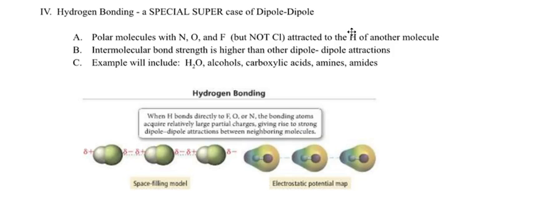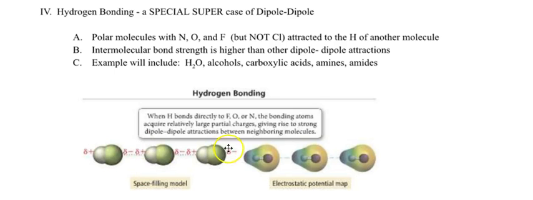Not chlorine. Why would I not include chlorine? It's too big. So the big four, the 4 most electronegative elements, are N, O, F, Cl, but hydrogen bonding does not include Cl. So this intermolecular bond strength is actually higher than other dipole-dipoles, and your examples will include water, probably the most common case of hydrogen bonding, alcohols, carboxylic acids, amines, amides. Those are organic compounds, and if you take organic chemistry with me next year or the year after, we talk a whole lot more about this, okay?